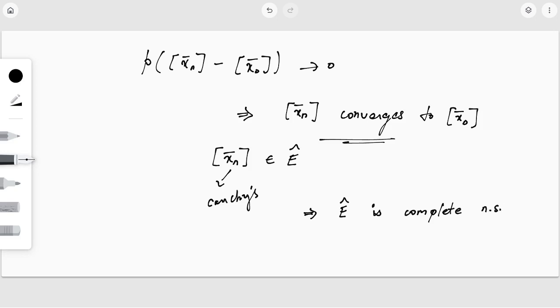So I hope the theorem is clear to you. So we have proved that the quotient space that we had defined is a normed space, and we showed that the mapping is isometric, and also we showed that the image is dense in this particular quotient space. So I want you to go through the theorem or read it once or twice again to make the concept clear.